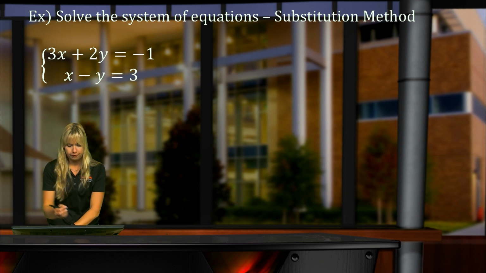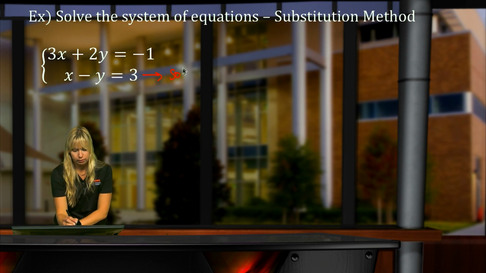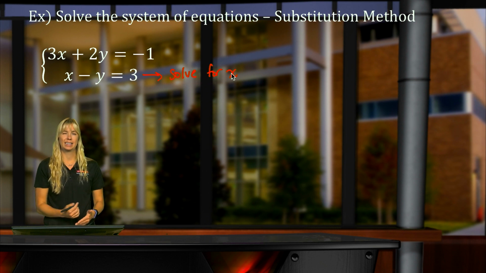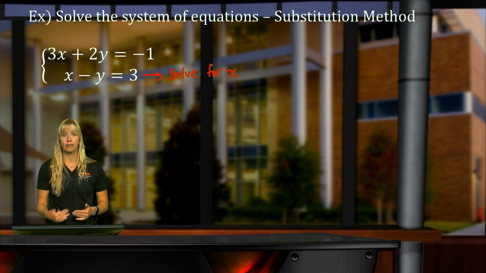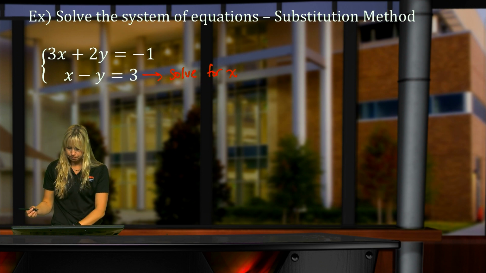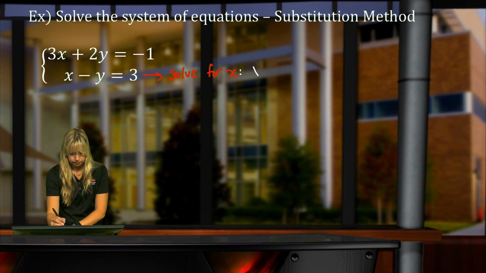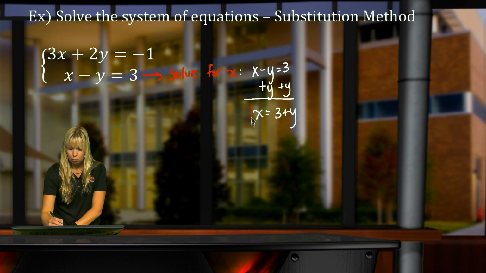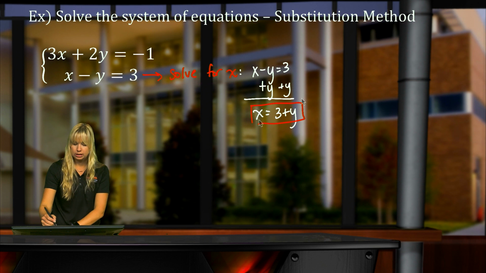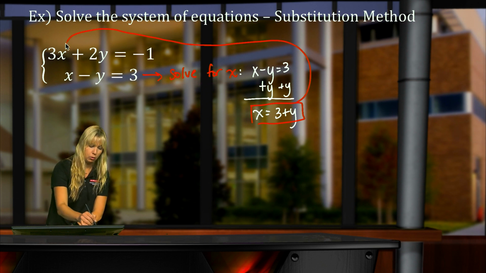So we'll work with the second equation and we're going to solve for x. Now I chose x because x has a +1 coefficient instead of a -1. If I chose to solve for y, the last step would be dividing everything or multiplying everything by -1. So we're going to add y to both sides, and this gets x by itself. Once you have x by itself, you're going to take that and substitute it into the other equation.